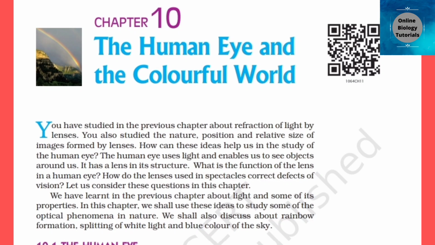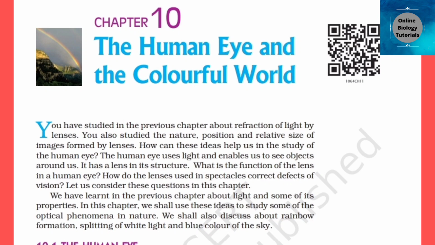The human eye uses light and enables us to see objects around us. It has a lens in its structure. What is the function of the lens in a human eye? How do the lenses used in spectacles correct defects of vision? Let us consider these questions in this chapter.